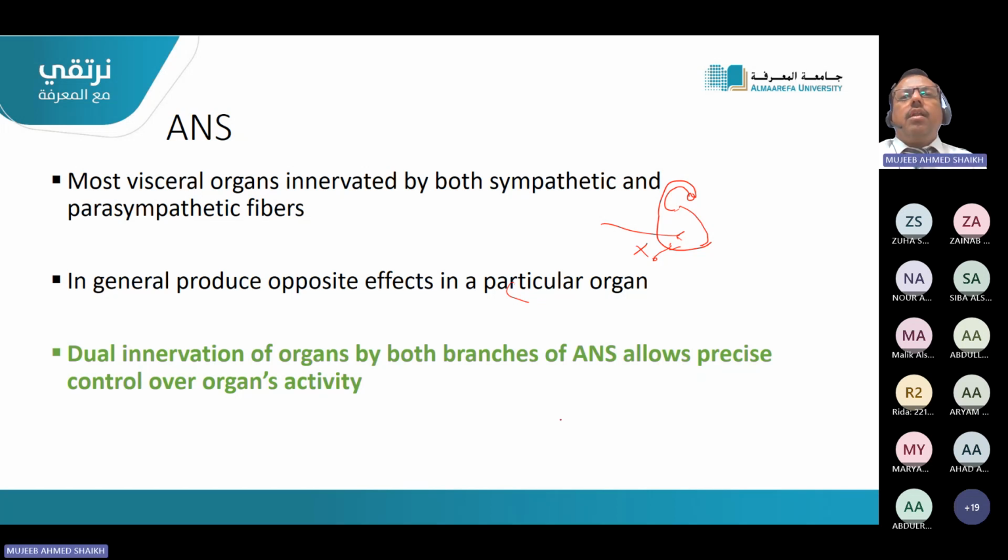So almost every organ, you can say 99% of the organs in the body, receive both sympathetic and parasympathetic supply. Let's say this is a sympathetic supply and here is the parasympathetic supply. Every organ receives both. One is stimulating it, the second one is inhibiting it.